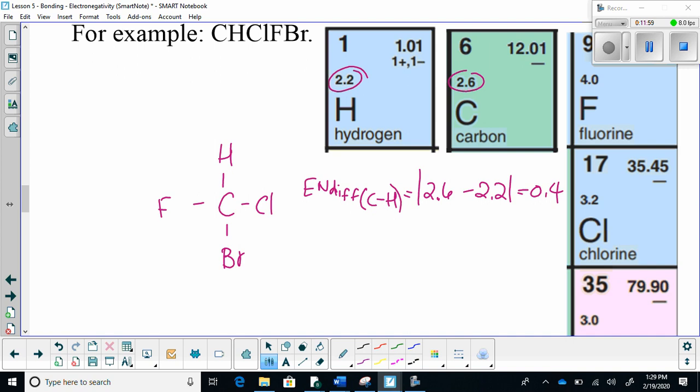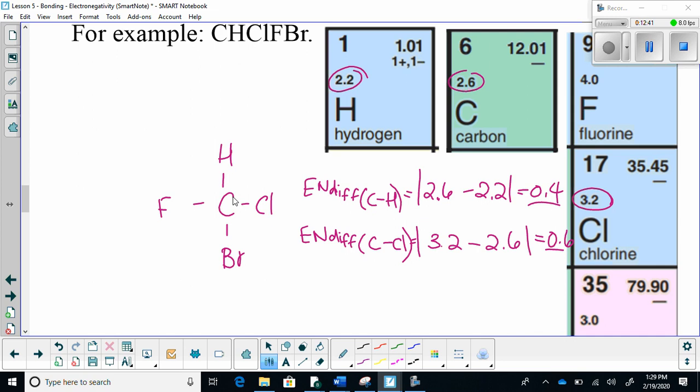You need to do this for every bond. Okay? If there are different types of things, you need to justify and calculate the electronegativity for each different connection that you see. Okay, so the electronegativity difference between carbon and chlorine is going to be 3.2 minus 2.6, which gives me 0.6.